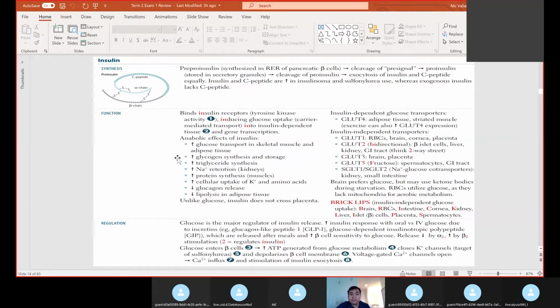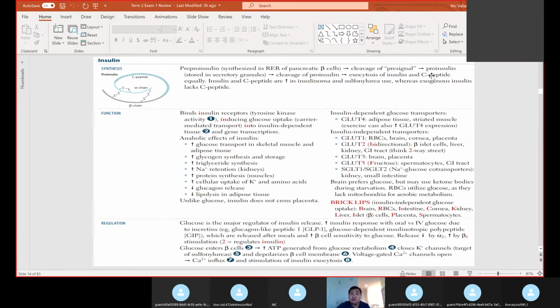Synthesized in the rough endoplasmic reticulum of what? Pancreatic beta cells. Glucagon is alpha cell, insulin is beta cell. Then you have a cleavage of the pre-signal, which produces proinsulin. With the cleavage of proinsulin, you can have exocytosis of insulin and C-peptide equally.